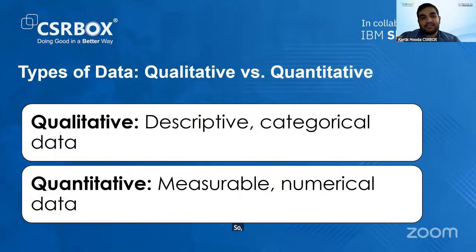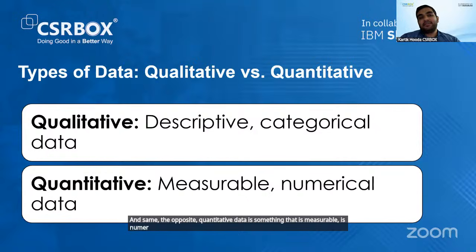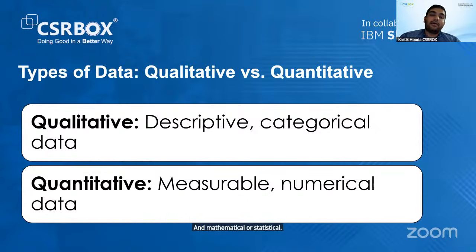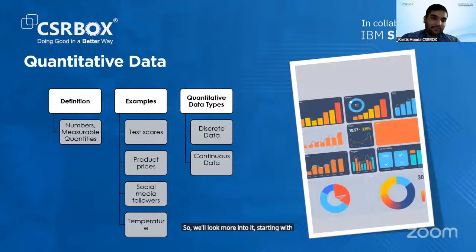So, as the name suggests, qualitative is more descriptive data, more alphabet based, more words based, not a lot of mathematical calculations or mathematical functions involved. And the opposite, quantitative data is something that is measurable, is numerical data, and mathematical or statistical functions or formulas can be used here. So we'll look more into it, starting with quantitative data.